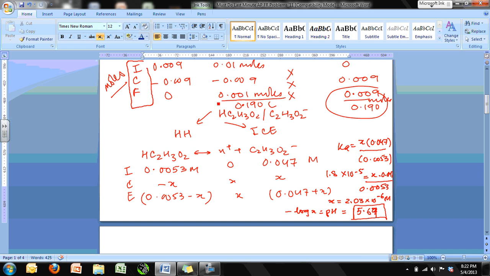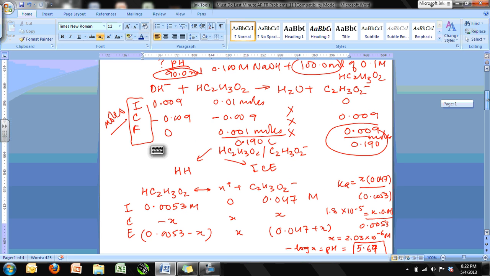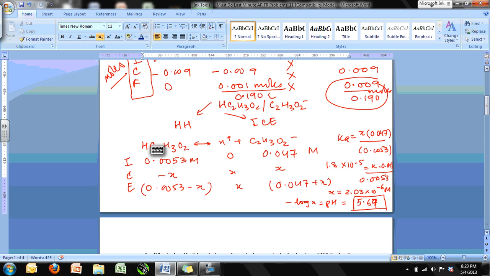If in the same problem, after the neutralization chart, all the acetic acid was gone and only hydroxide was remaining, then you did not need to make an ICE chart. You could just take negative log of the molarity of OH minus, and that will give you pOH, because OH minus is a strong base. But because after neutralization all the OH minus was gone and acetic acid and acetate were left, then the pH is determined by writing the ICE chart. So I just wanted to bring that to your attention. So that's question number 2.